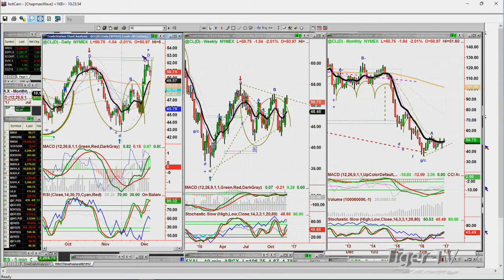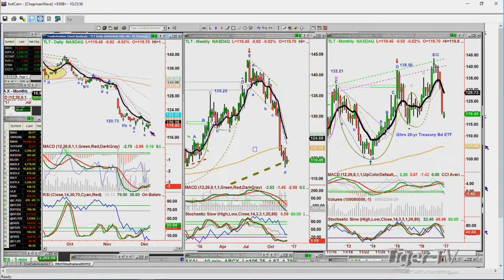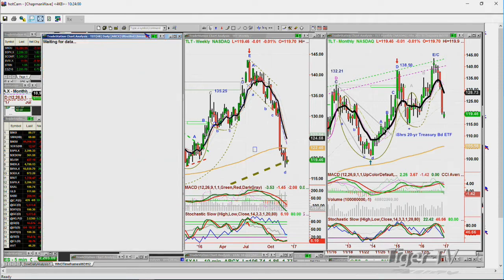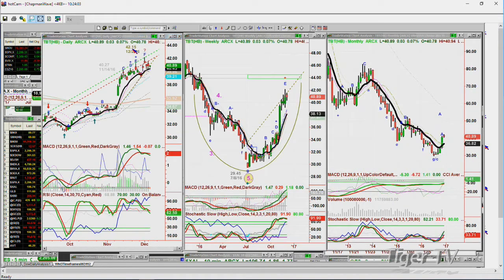Let's look at the TLT. So why am I looking at the TLT? It's gone to a trough E. The TBT, which is the 2 times inversion of the TLT, has gone to an F, and it's holding steady. Now, this could be an example for me that we're going to recycle to the upside. And if we do recycle to the upside, this will be a great clue because it's made a peak F.